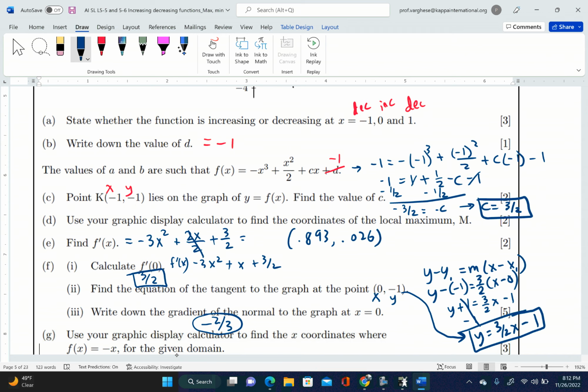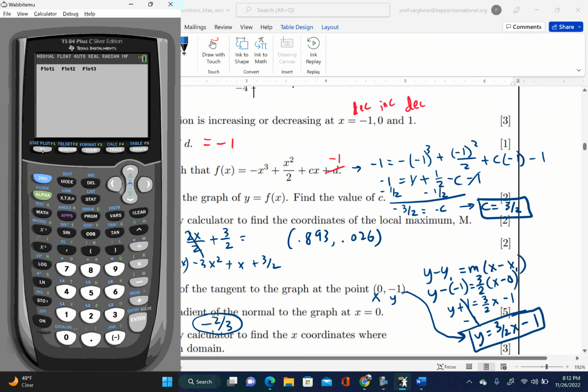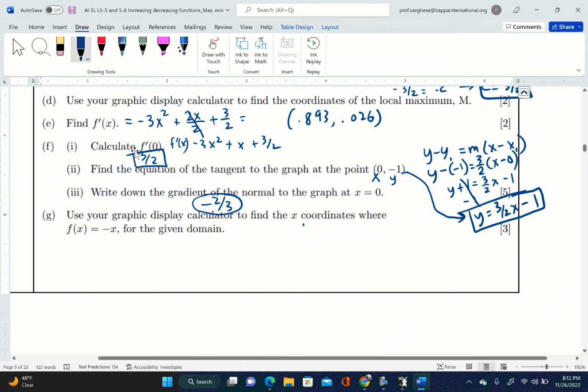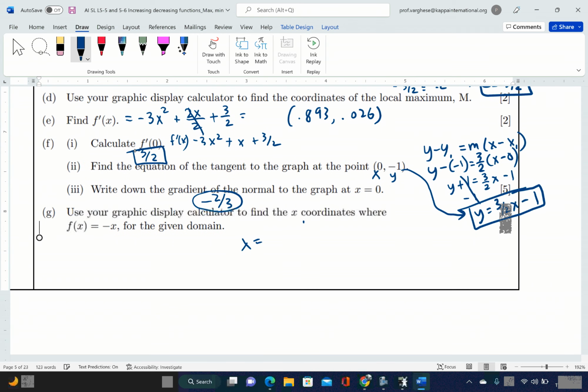Part G, using your graphic display calculator, find the x coordinates where f of x equals negative x. So I'm going to go to my calculator, and over here I'm plugging in f of x, which is y, is equal to negative x. I'm looking for those 3 points of intersection. I think we've done intersection enough that you can, at this point, do this by yourself. So here are the 3 coordinates: x is equal to negative 1.54, x is equal to 0.393, and x is equal to 1.65.